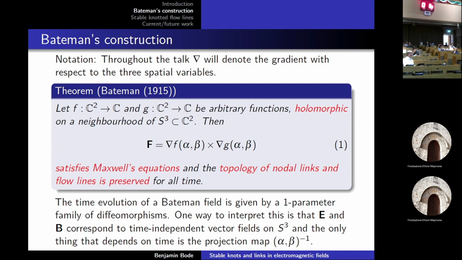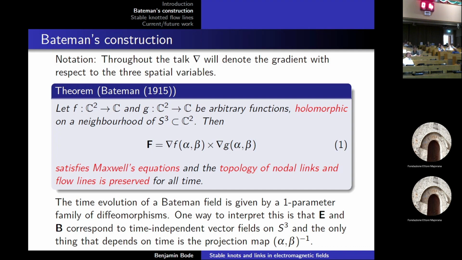Furthermore, it has a property that it is null for all time, which implies that the topology of the nodal links and the topology of all the flow lines is preserved for all time. And now I come back to what I said earlier about the time evolution. One way to view this is, okay, you have this one parameter family of diffeomorphisms, and the fields at a time t are just a push forward of the fields at t equals 0.